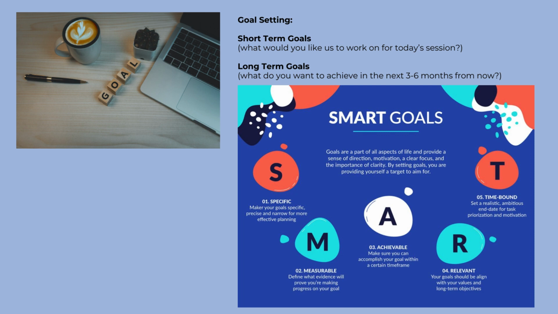And long term would be a longer term, like maybe 6 to 12 months. But for the purpose of the exam, short term goals are what is something that you would like us to work on for today's session? That is your short term goal. And what is something that you want to achieve in the next 3 to 6 months from now? Is your long term goal.